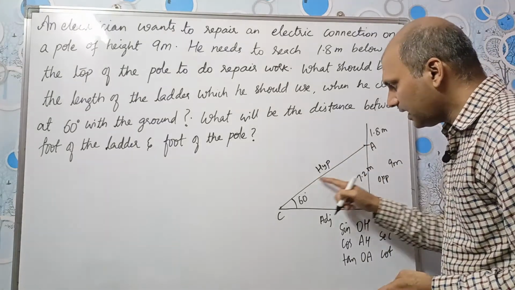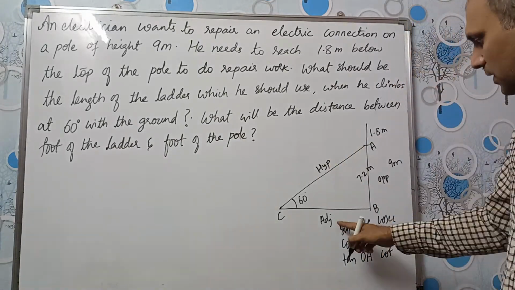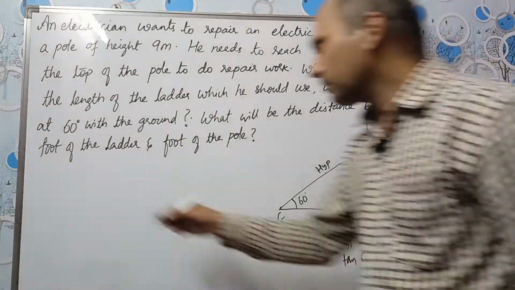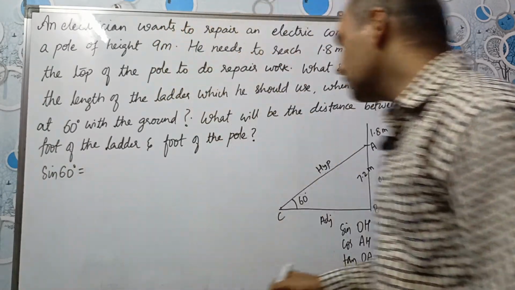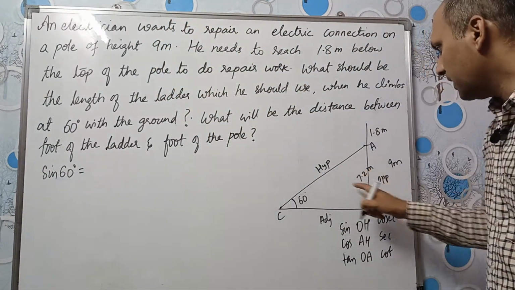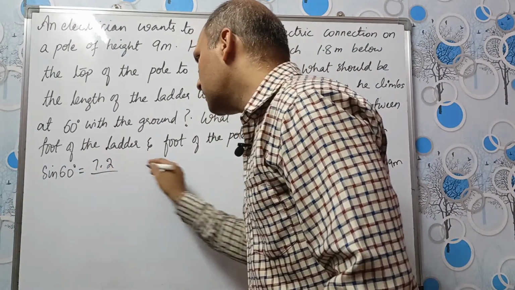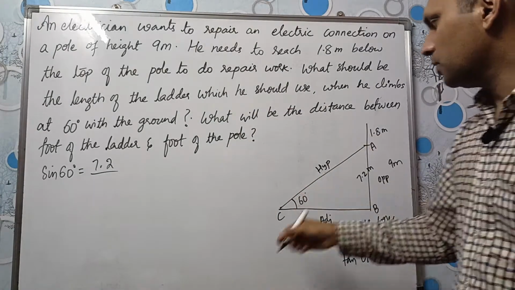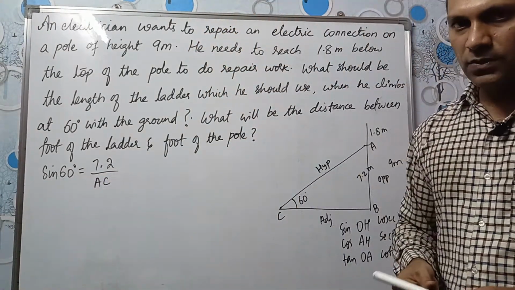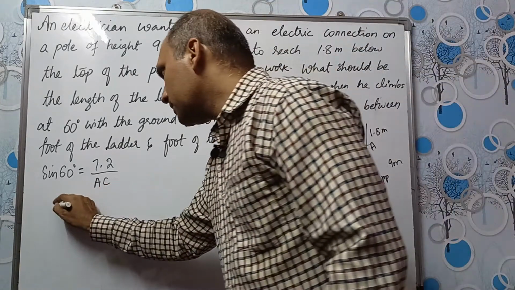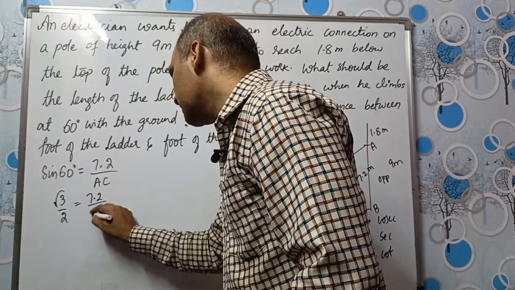Opposite, and we are finding hypotenuse first. So opposite and hypotenuse are in consideration. So let us use sine. We can use cosecant also. Let us use sine. Sine 60 degrees is equal to opposite divided by hypotenuse. Opposite is 7.2, divided by hypotenuse, which is not known to us. Let it be AC only. Sine 60 is root 3 by 2, right? From the trigonometric table, so root 3 divided by 2 is equal to 7.2 divided by AC.